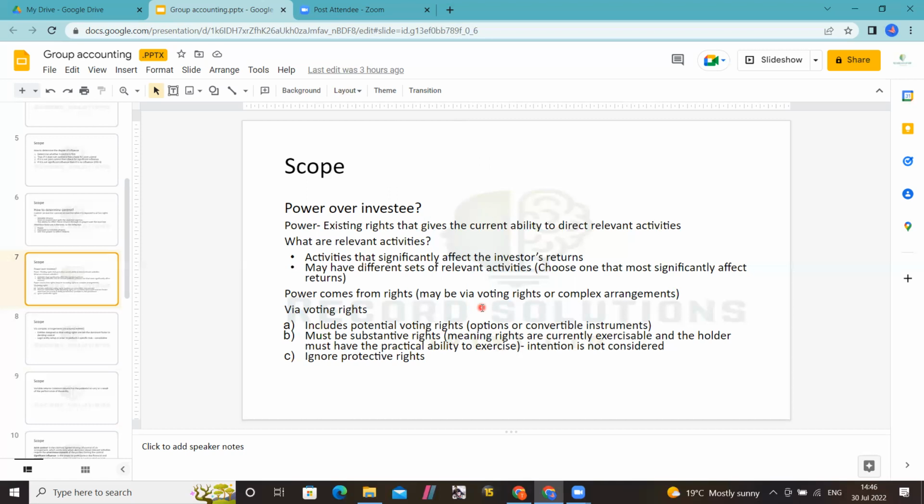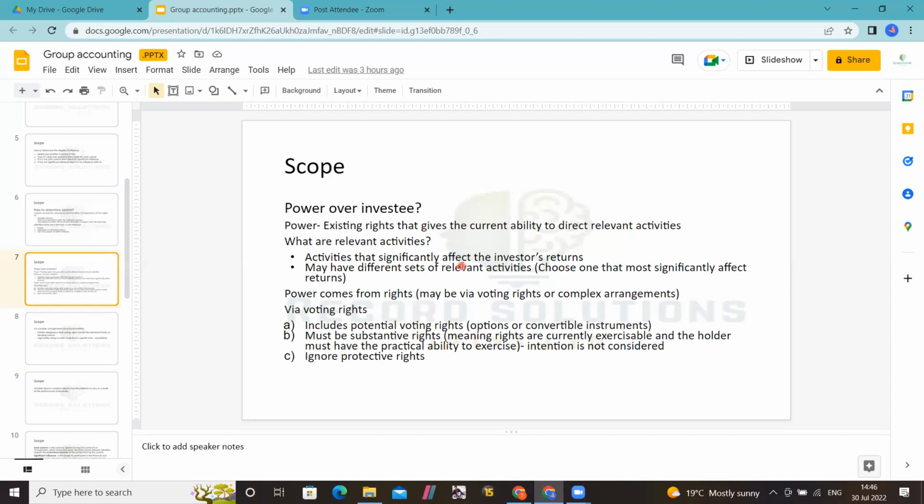You have a right that they give you to buy those shares at a specific price. Then there are convertible instruments, I'm sure you've seen them before. Maybe they start off as preference shares, and then you have the ability to convert them into ordinary shares in the end. So that's potential rights, potential voting rights.